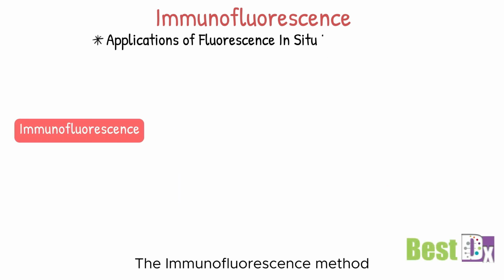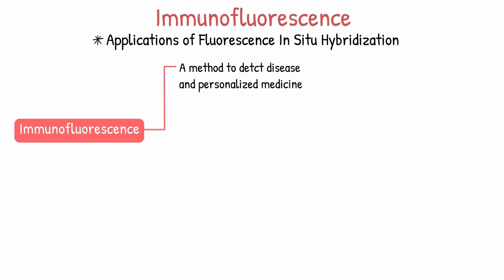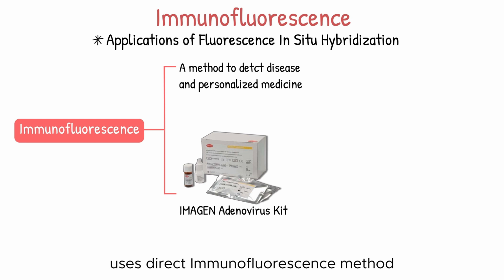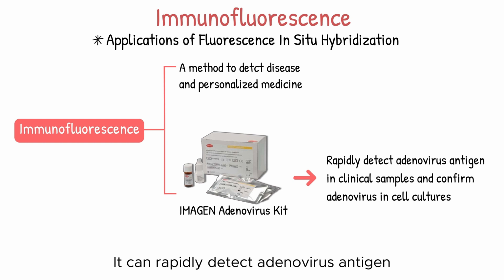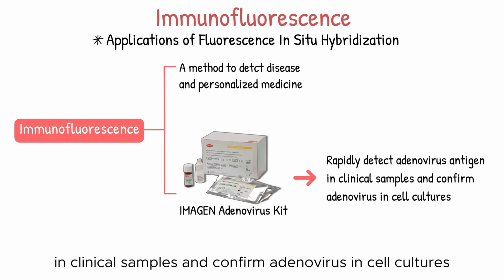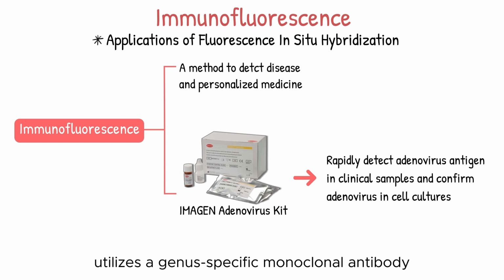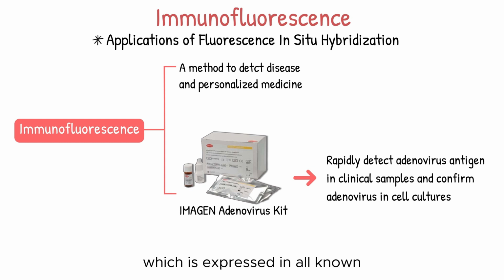The immunofluorescence method is used to detect disease and in personalized medicine. For example, the Imagen adenovirus kit from Thermo Fisher uses the direct immunofluorescence method. It can rapidly detect adenovirus antigen in clinical samples and confirm adenovirus in cell cultures. This direct immunofluorescence assay utilizes a genus-specific monoclonal antibody to detect an epitope of adenovirus hexon proteins, which is expressed in all known human adenovirus serotypes.